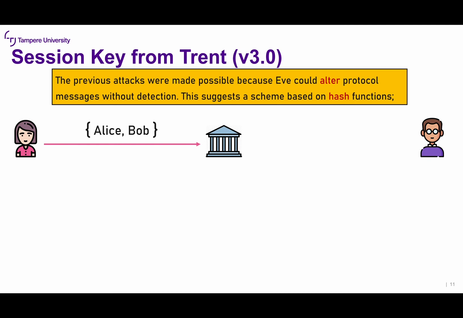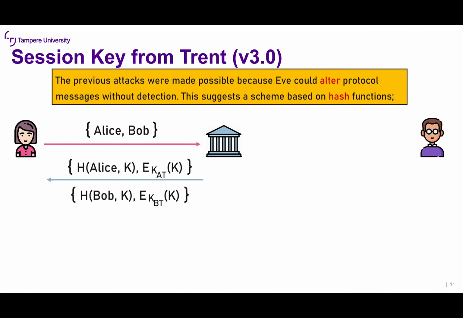Now, upon reception, what would Trent do? So again, here I would suggest that you stop and think about it. You already have a good tip saying that you need to use hash functions in order to protect the integrity. And you know that in the previous attack, our malicious adversary Eve tried to change one of the identities, and by doing this, she managed to fool Alice, right? So pause the video and think about it on your own. Assuming that you have done that, let's move on.